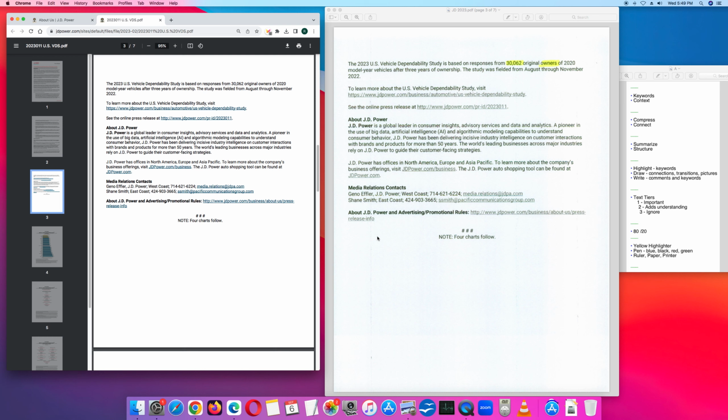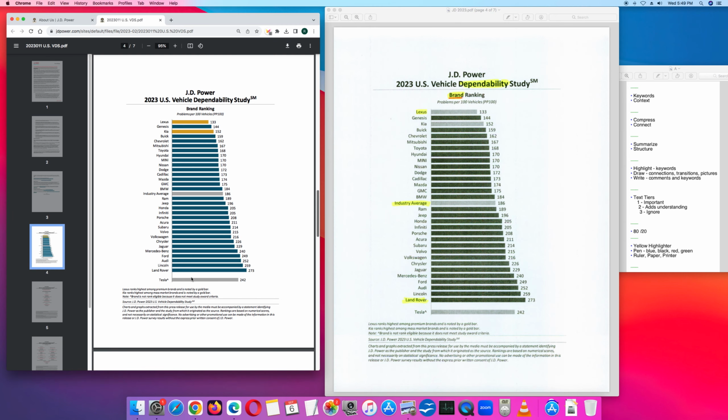But from a highlighting standpoint, it's very simple. Again, it's about being selective. Again, my purpose is to get information that helps me select a car in the future. I don't care about anything else on this page. All right, now I do like it here at the bottom. It says note, 4 charts follow. So the remainder are going to be charts.